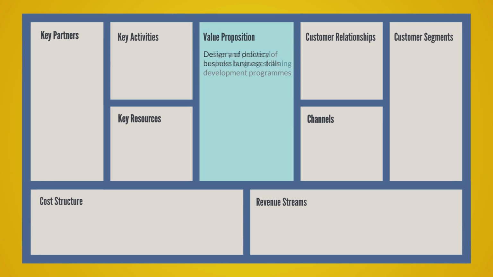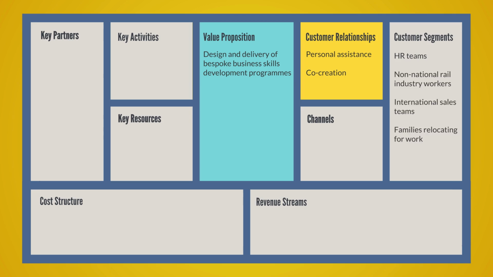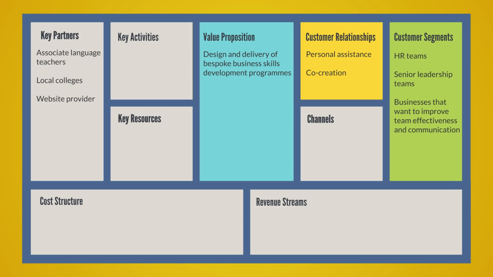The value proposition became one of the design and delivery of bespoke business skills development programs, no longer tailoring course content to customer needs, but writing each program specifically for the customer. This would change the customer relationship from one of account management to co-creation. Still contracting with HR teams, but focusing on working with senior leadership teams and businesses that want to improve their team effectiveness and communication. In effect, we would be working so closely with our customers that they would also become our key partners.